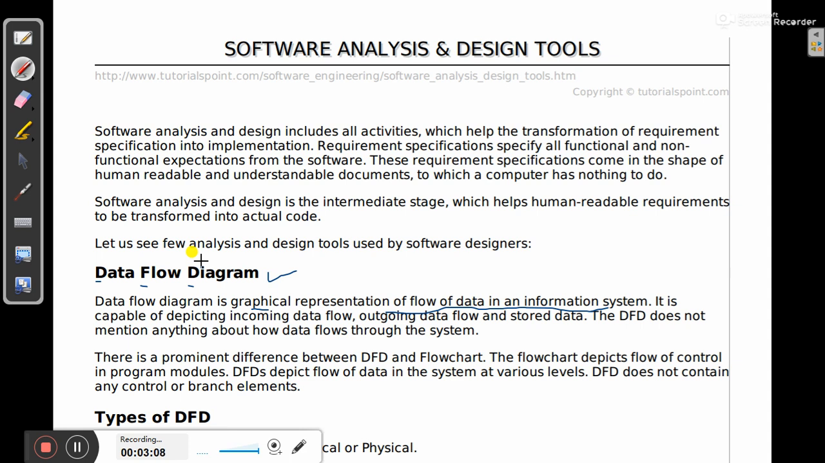And DFD does not mention anything about how data flows through the system. Are you getting the point? It will not talk about how the data will flow through the system, but it will say from where the data is coming and where the data is going and where the data is stored. So there are different types of DFD techniques.